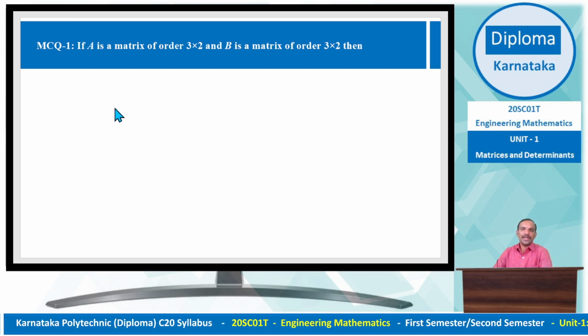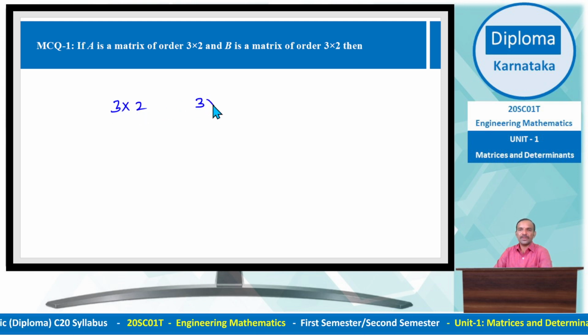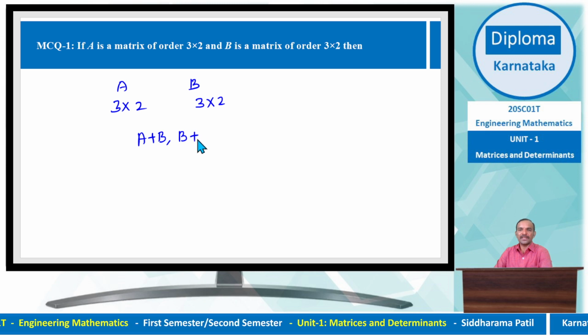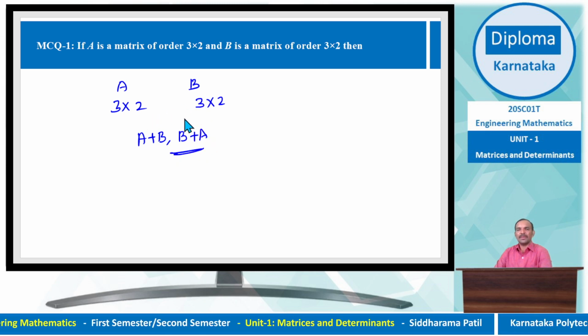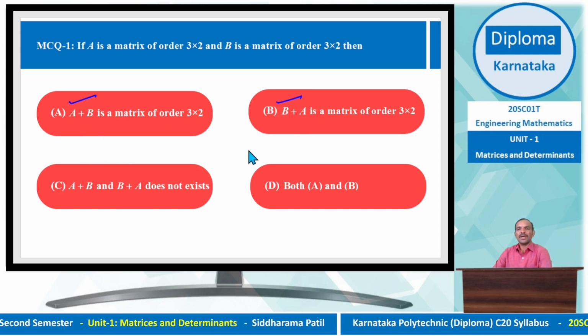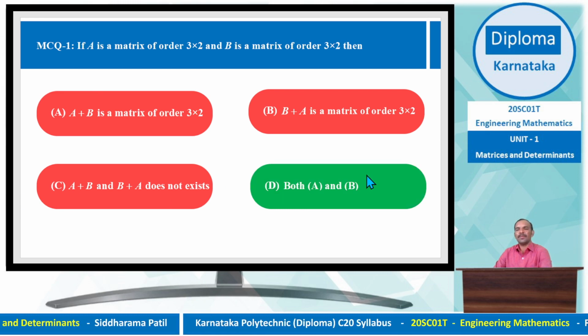Here, A matrix order is 3 cross 2, B matrix order is 3 cross 2. Then A plus B and B plus A both exist because both are of the same order. Therefore here option A is also a correct answer, option B is also a correct answer. Therefore which option is the correct option? That is option D, both A and B, option D is the correct option.